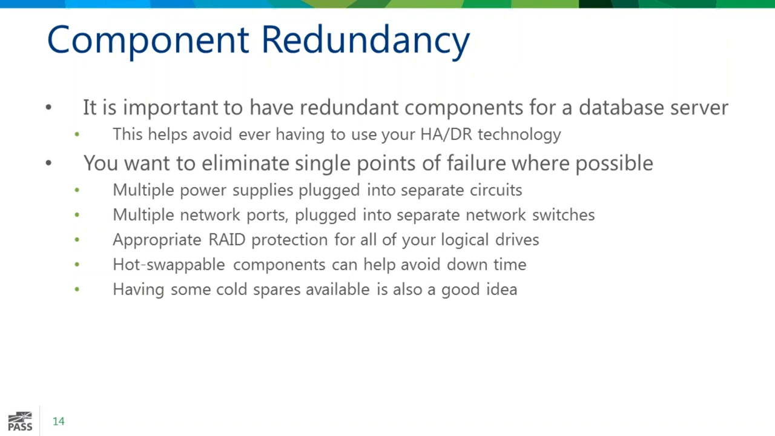Same way with network ports. Multiple network ports, plug into separate network switches, make sure the switches have multiple power supplies that are on separate circuits. Make sure you have appropriate RAID protection for all of your logical drives. And what level of RAID you choose is going to depend on your workload. And certain levels of RAID, such as RAID 10 or RAID 50, are much more robust than RAID 5. Another thing you want to think about is make sure that you have hot swappable components as much as possible. And most rack-mounted servers have hot swappable fans and power supplies and drives, but some servers don't, some of the least expensive ones, and many tower servers don't have hot swappable components, for example.